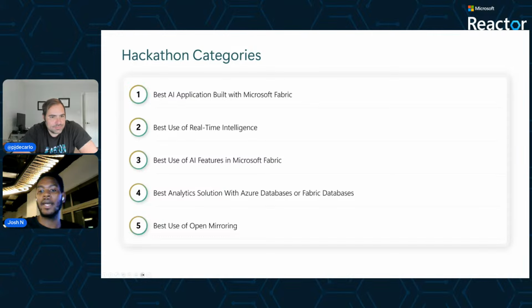Then the second one is the best use of real-time intelligence. So here you're creating systems that can ingest, monitor, and act on data in real time. A solution can connect to live data sources, like Event Hubs, Kafka, tweets, those sorts of things. Exactly. And then bringing that data in, and even possibly acting on top of that data using tools like Activator.